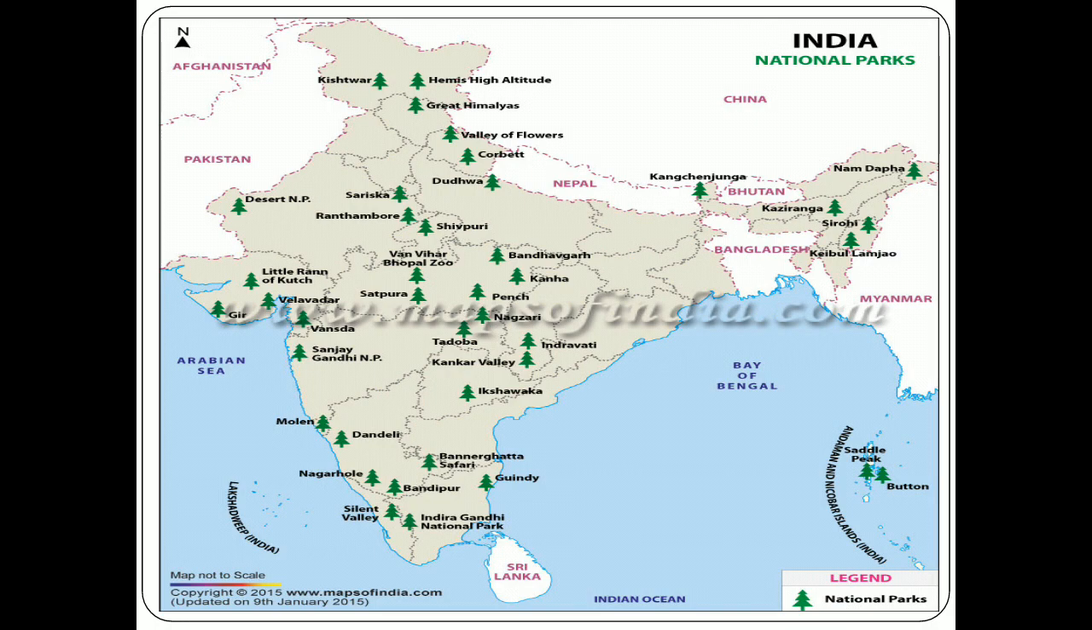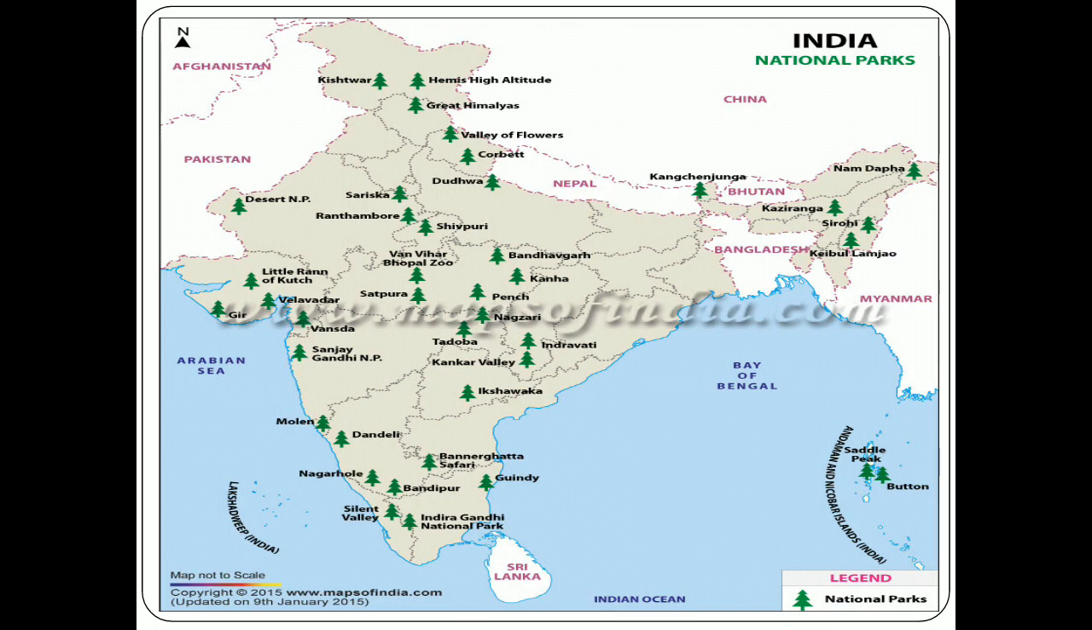Tiger, leopard, snow leopard, and clouded leopard are important species here. Hoolock gibbons are highly endangered. Then comes Bhitarkanika of Odisha. Bhitarkanika is a wildlife sanctuary, national park, and also a Ramsar site. It is not a tiger reserve.